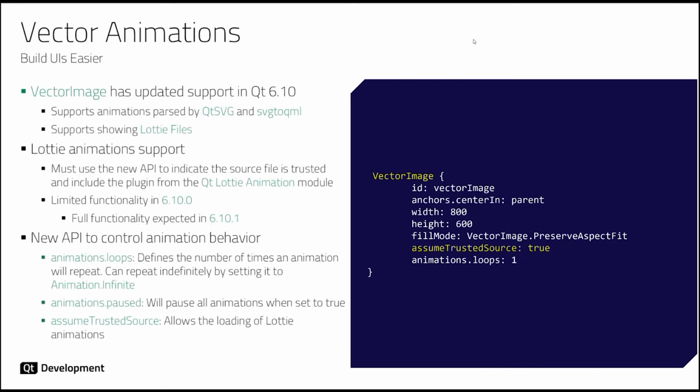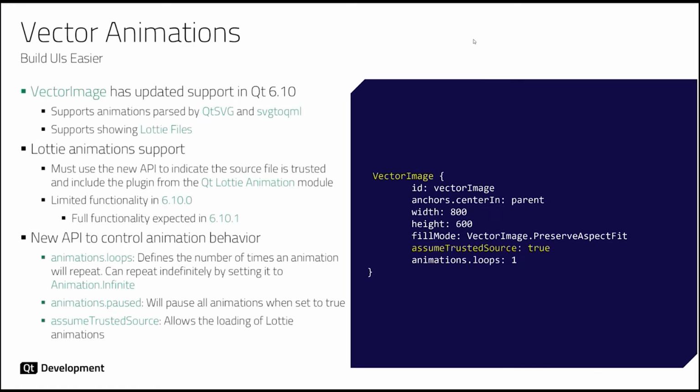And there are a few notes here with the Lottie animation support. The first of which being that there are some updates to the API, including the ability to indicate a source file as a trusted source file. So that's something that will be required in order to properly display the Qt Lottie animation. So worth noting that in 6.10.0, there's limited functionality, which we'll display in a second, but I would keep an eye out for the upcoming minor release, 6.10.1, where the full functionality is expected to be released.